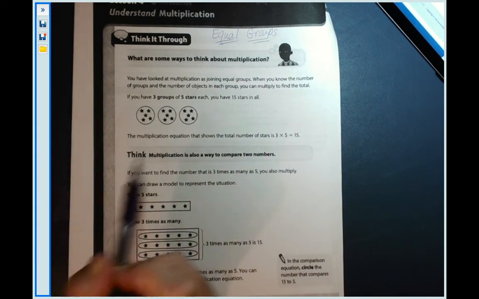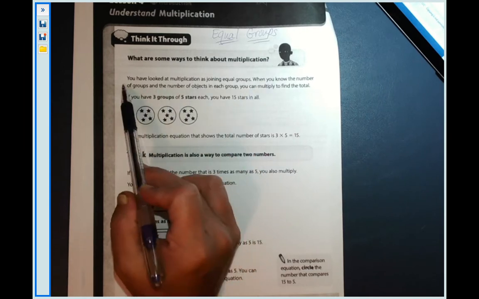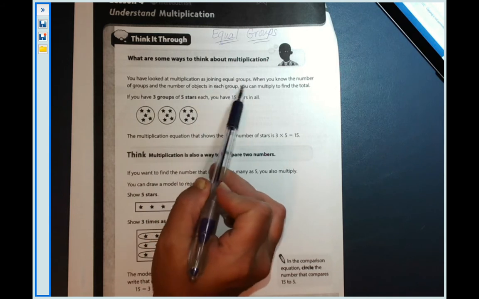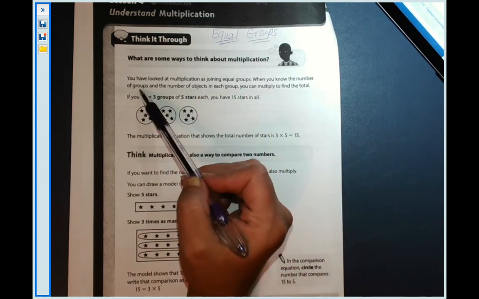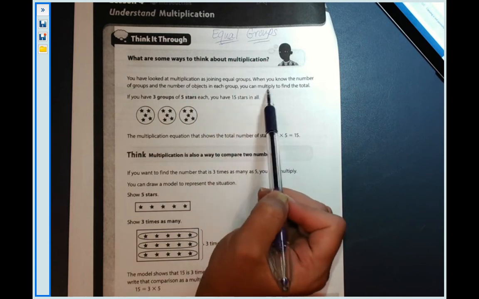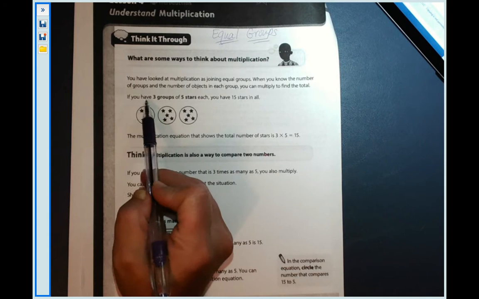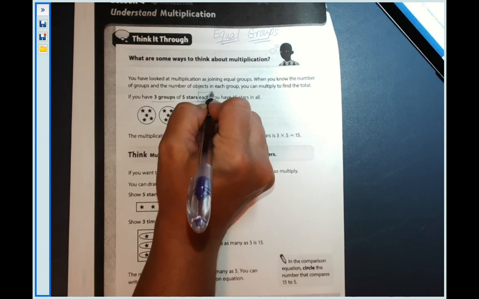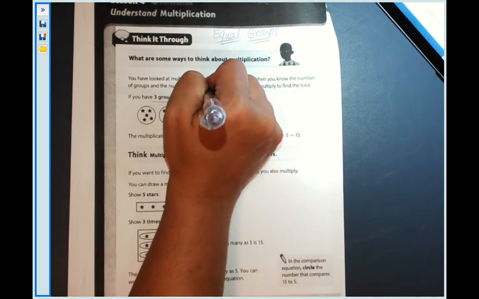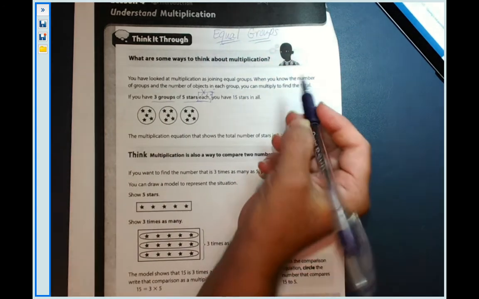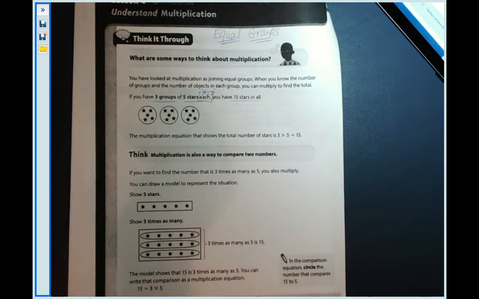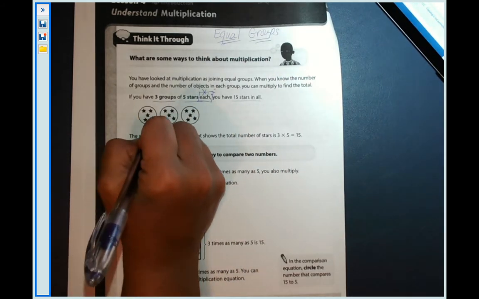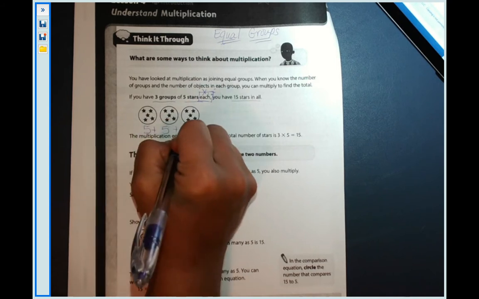What are some ways to think about multiplication? You have looked at multiplication as joining equal groups. When you know the number of groups and the number of objects in each group, you can multiply to find the total. If you have 3 groups of 5 stars each, "each" is another key word when it comes to multiplication or division. You will have 15 stars in all because we have 3 groups, 1, 2, 3, with 5 in each group. So I could say 5 plus 5 plus 5.